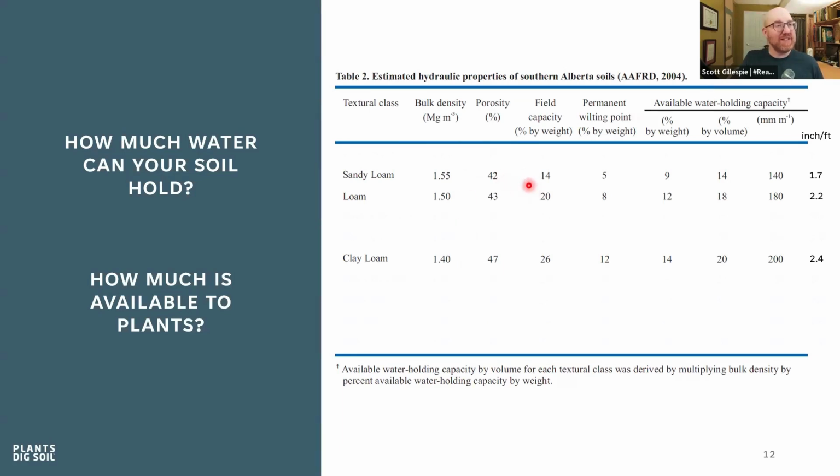I'll just go over to this next column here, field capacity, percent by weight. This is where irrigation science can get really complicated really fast. So this is the percent by weight. This is what the soils can hold. Here you'll see a sandy loam can hold 14% of its weight in water. The loam is at 20 and the clay loam is at 26.